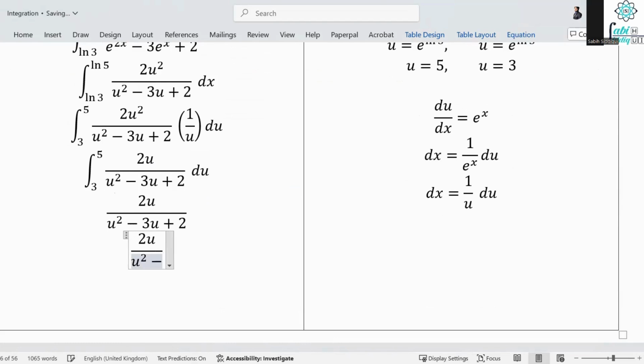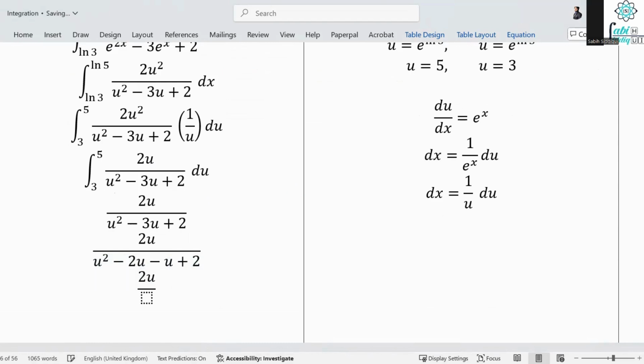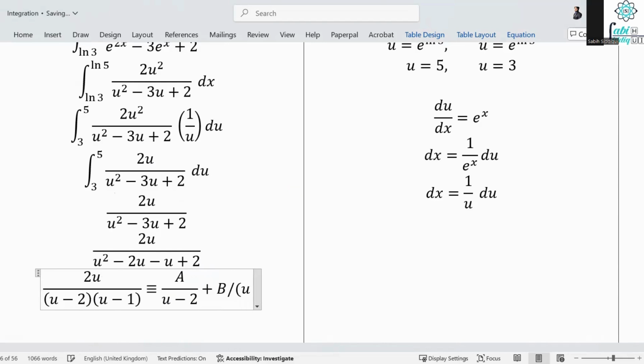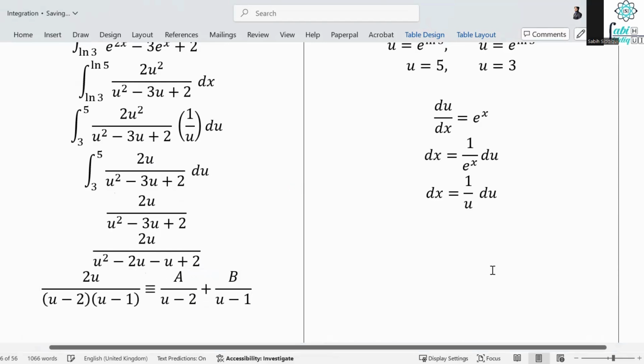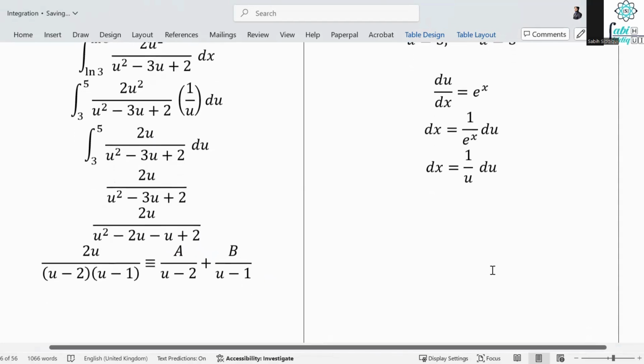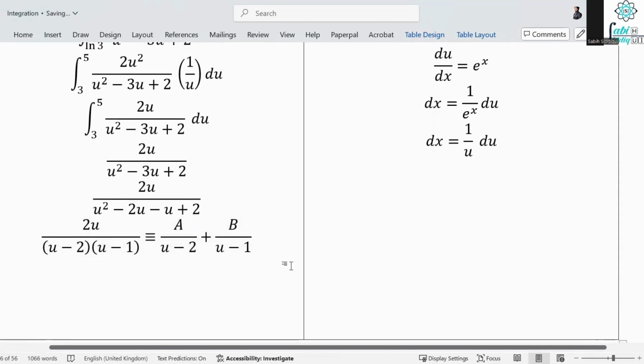u squared minus 2u minus u plus 2, that is u minus 2 and u minus 1. Now this will be equivalent to: one denominator will be u minus 2, with a numerator constant a that I do not know. Another one will be b over u minus 1. Now can you solve it for the values of a and b? To figure out the partial fractions, tell me what you get. Solve it for the values of a and b.